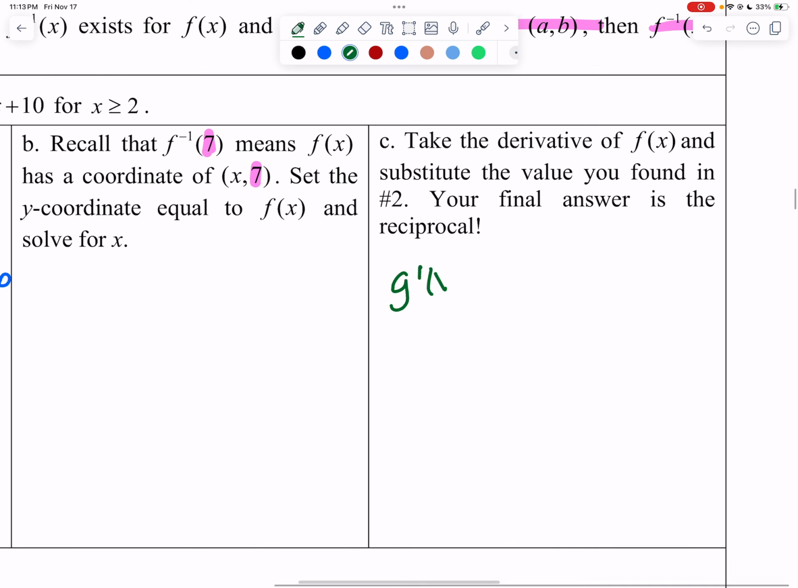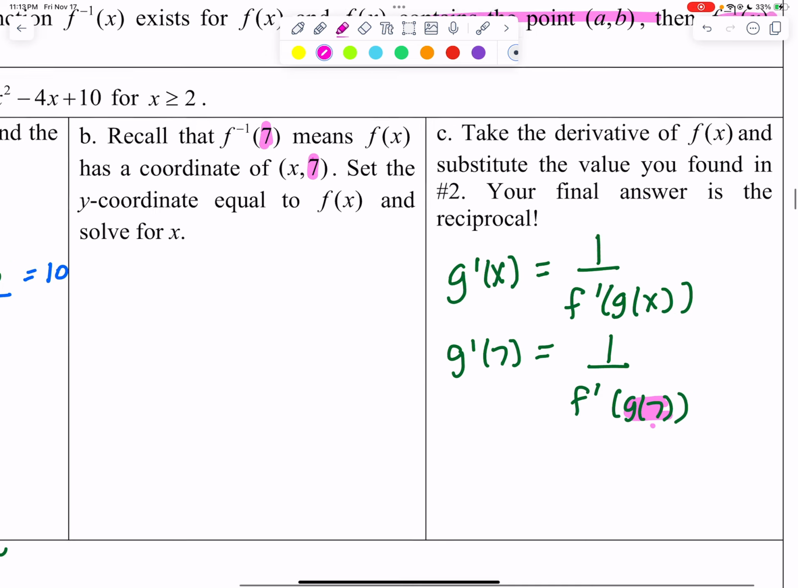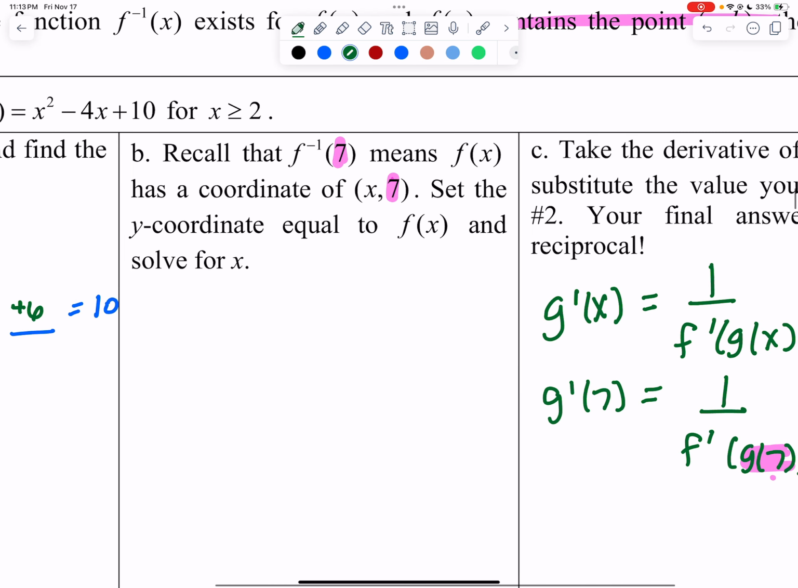Because if I were to take the derivative of this, I'm going to get 1 over f prime of g of x. And if I were to plug in 7, I'm going to get f prime of g of 7. Well, g of 7, we kind of don't know what that is, because g of 7 is going to be your inverse function. And if that's your inverse function, 7 is going to represent your y, which is why here we need to find out what x is, because whatever x is right here, that's going to give me my y for my inverse.